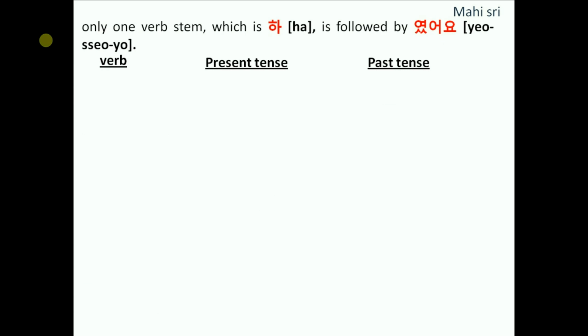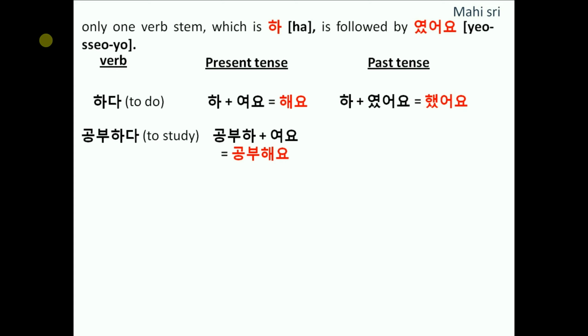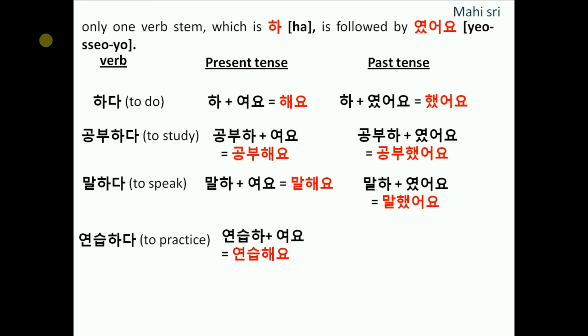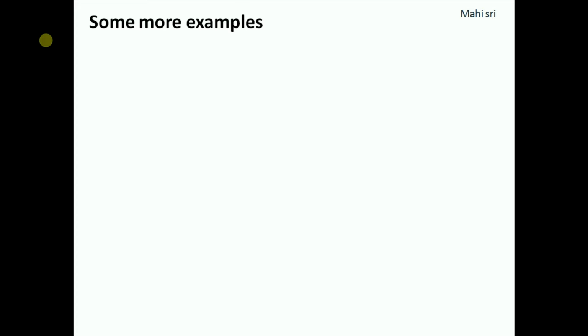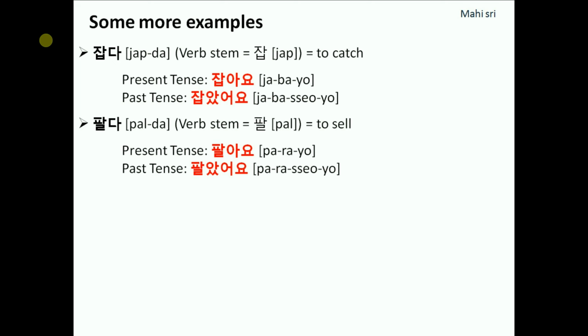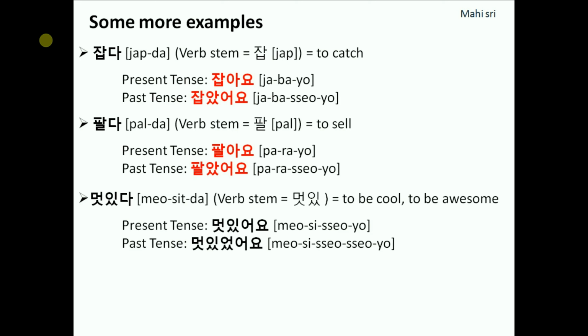Now let's see hada verbs. Hada becomes heyo in present tense and hesoyo in past tense. Kongbu hada, kongbu heyo, kongbu hesoyo. Marada, marheyo, marhesoyo. Yonsup hada, yonsup heyo, yonsup hesoyo. I practice, I practiced. Let's see some more examples with the past tense. Chapta, to catch, becomes chabayo in present tense and chabasoyo in past tense. Palda, the verb stem is pal, to sell. It becomes parayo in present tense and parasoyo in past tense.